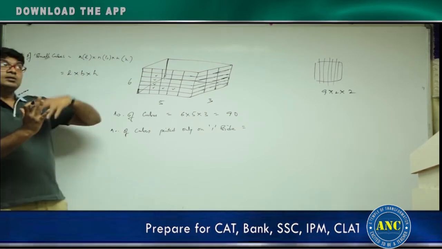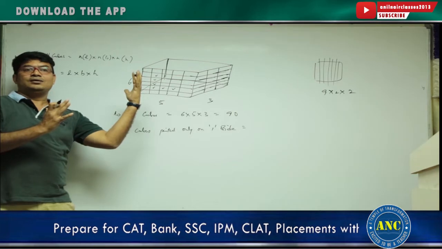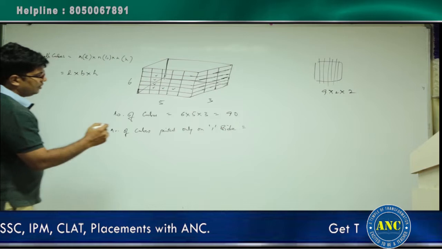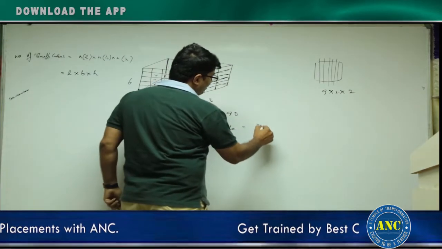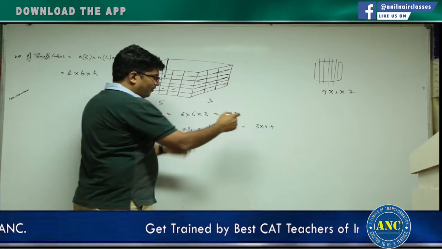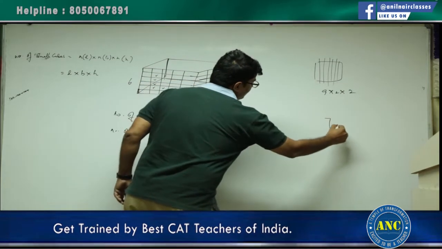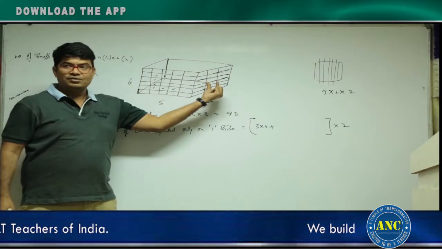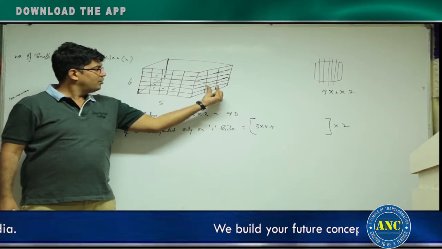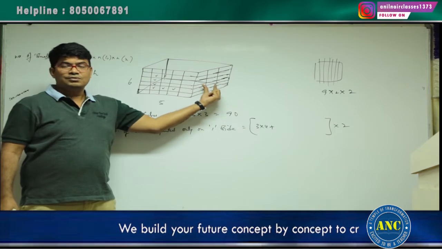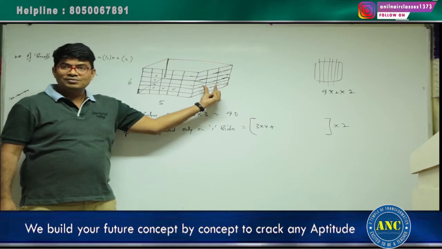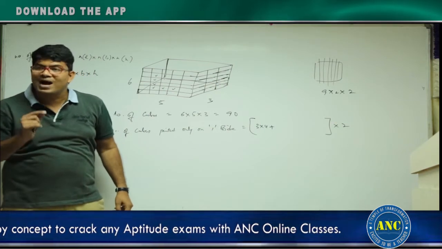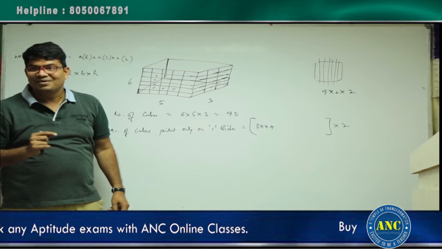12 this side, 12 that side. 24. So it will be 3 into 4 plus, we'll do into 2 later. 3 into 4. What about this side? 4. Don't say only 4. 4 into 1. Yes, sir. 4 into 1.